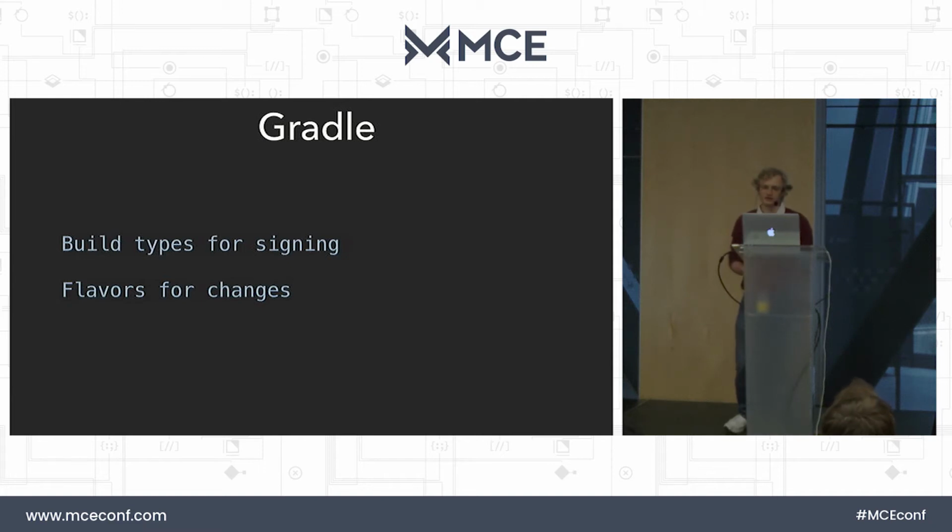And so in all new code now, I leave the build types for the actual signatures, and product flavors are for any actual code changes and features.